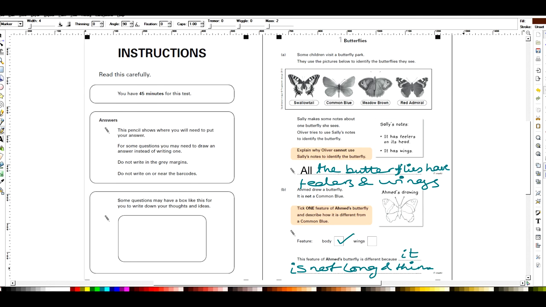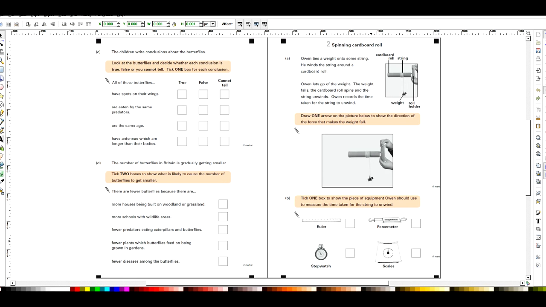Okay, right. Okay, page 2. Question C. The children write conclusions about the butterflies. Look at the butterflies and decide whether each conclusion is true, false, or you cannot tell. Tick one box for each conclusion. So let's have a look.